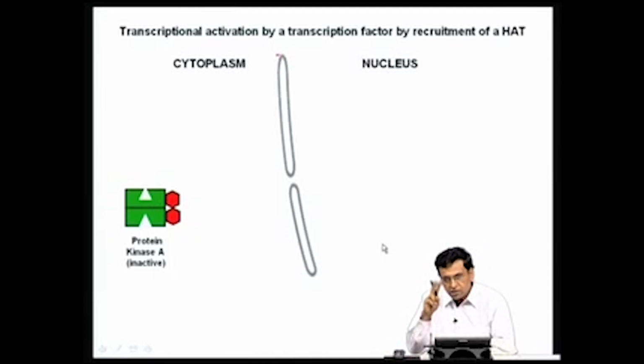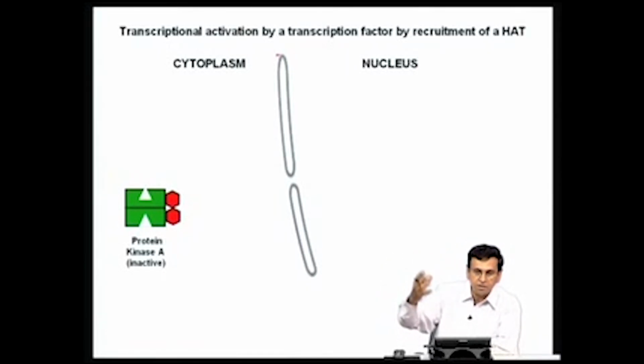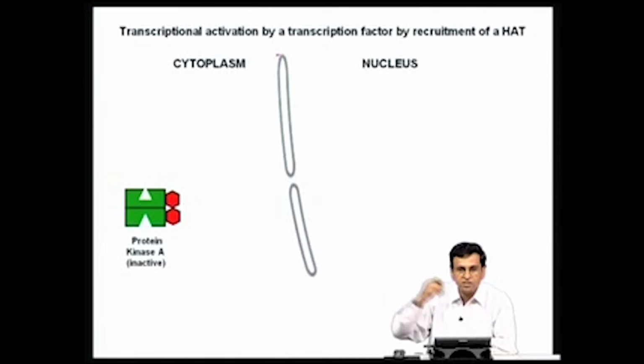Now, I want to discuss two examples just to give you an overall picture of how a particular signal transduction pathway will ultimately result in either activation or recruitment of a HAT leading to activation of transcription, or in the presence of HDAC can result in a repression of transcription. In this example, I am going to tell you about a particular signal transduction pathway which involves the generation of a second messenger called cyclic AMP.